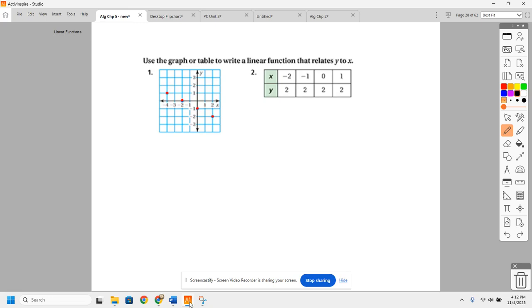Okay, so today's lesson is called linear functions. Now, I'll be 100% honest with you, you actually already know how to do this. We just have to make a little tweak to something you already know. So, what we're going to do today is write linear equations.